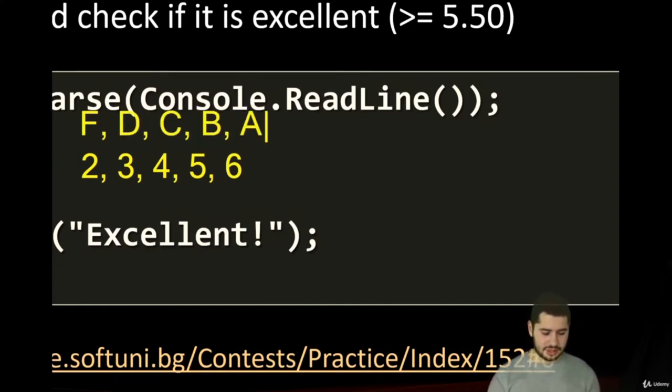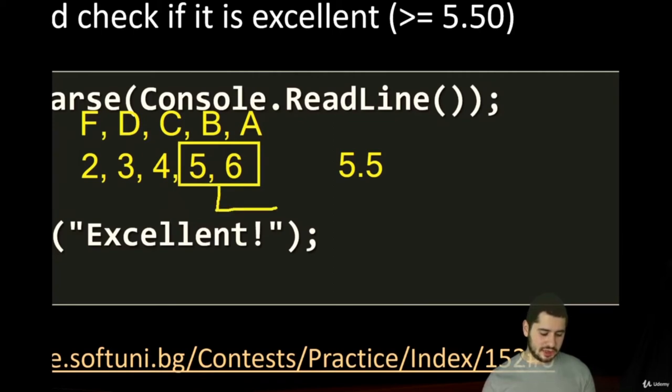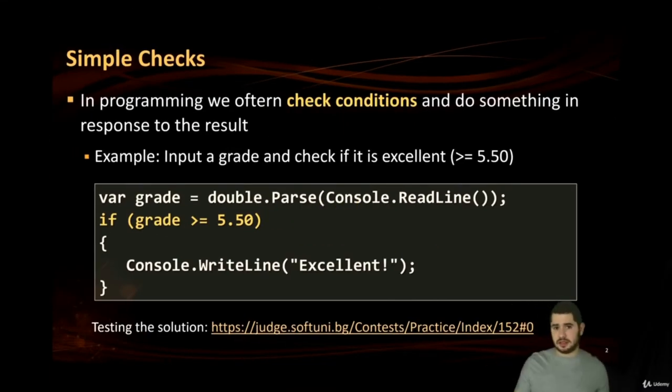Okay, so you have this. Those are the things they correspond to. And if someone has the grade 5.5, that means that he's in between these two. And if it's greater than 5.5, that's an excellent, although it's not a full 6. So that's something to have in mind, which is just necessary for this exercise. So we want to say, if you have this number, then output something.